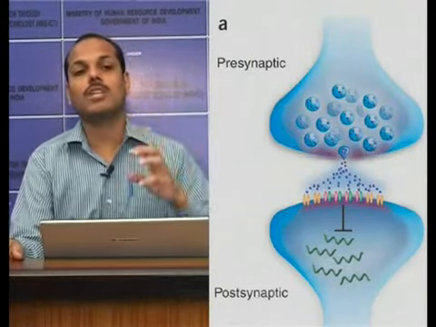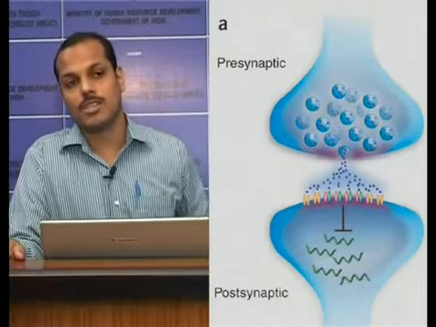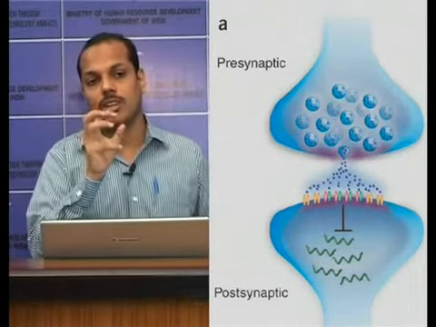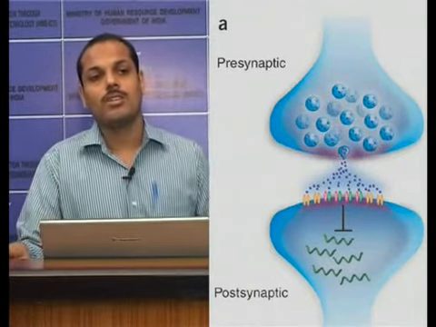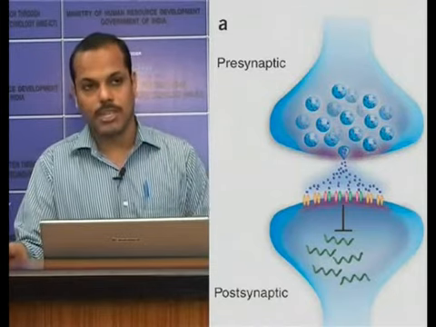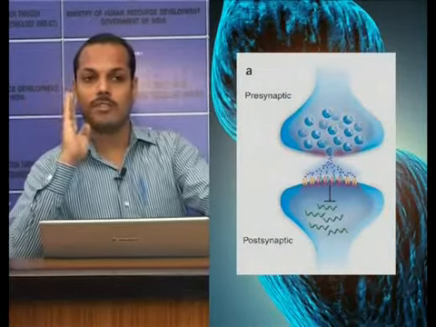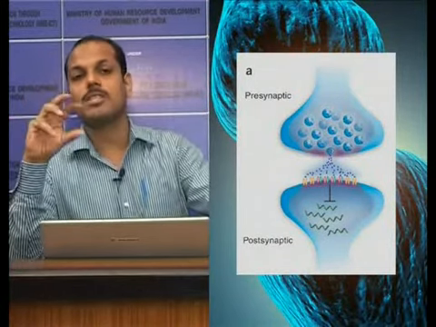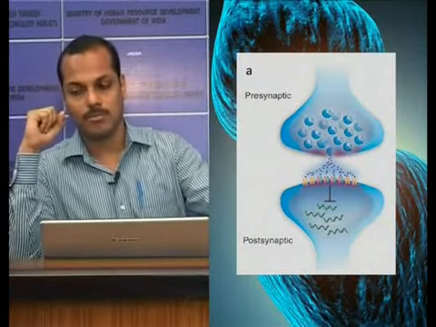Now, the action potential travels down the axon and reaches the zone underlying the synaptic vesicle in the presynaptic node. It causes this vesicle, which contains the chemical transmitters, to rupture. The synaptic vesicle ruptures and the chemical transmitter is released into the synaptic cleft. Now, the chemical transmitter combines with the receptors in the postsynaptic membrane.